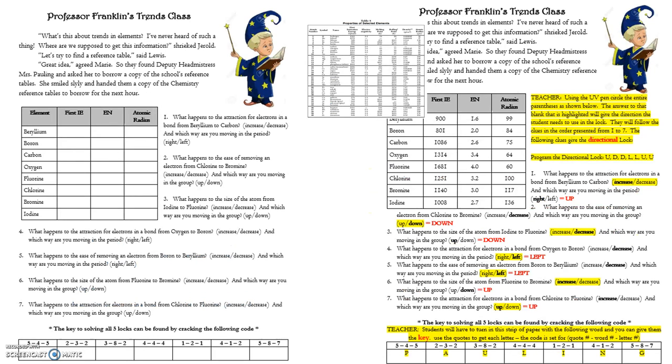Next we have Professor Franklin's Trends class. Students will have to use the handout included in their packet labeled Table S, Properties of Selected Elements, to complete the table. The completed table is to the right.